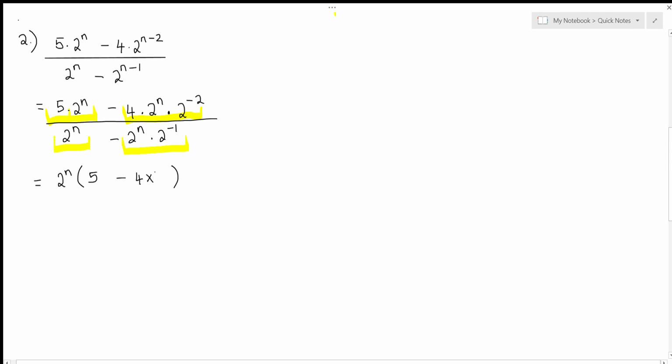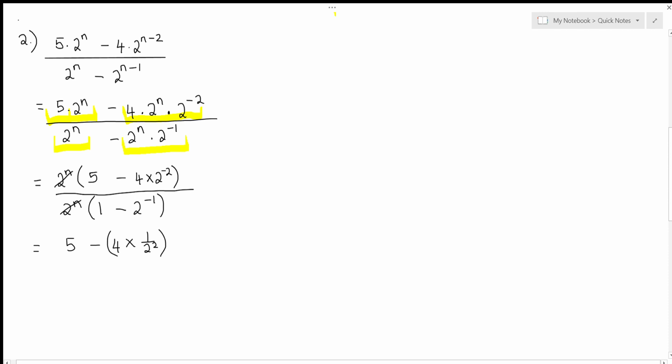4 times 2 to the power of negative 2, divided by, in my denominator, my common factor is 2 to the power of n, and I'm left with 1 minus 2 to the power of negative 1, because I've taken out my common factor of 2 to the power of n. So 2 to the power of n and 2 to the power of n will cancel out, and then I'm left with 5 minus 4. Now I'm going to say 4 times 1 over 2 squared. And I'm going to do that because I'm saying to myself multiplication comes first.